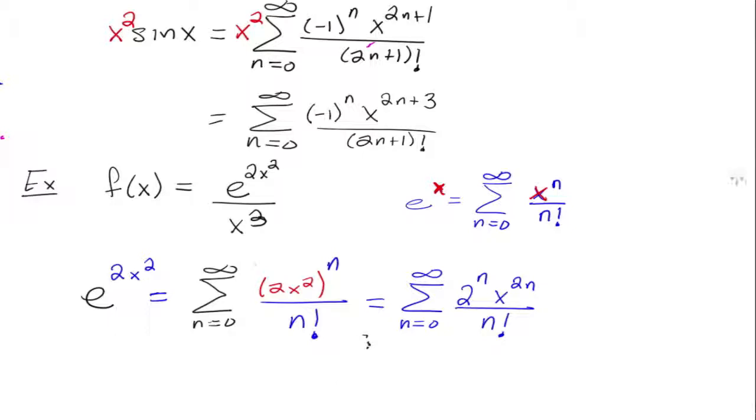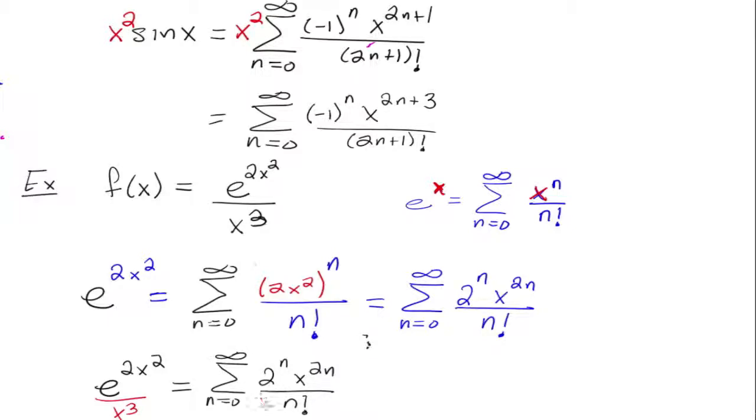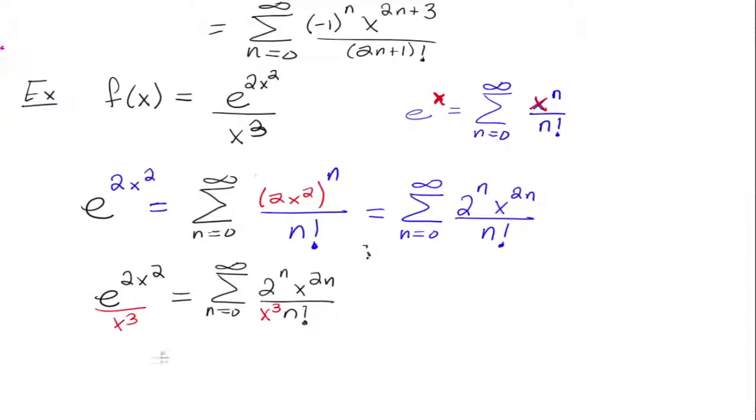Okay, and then after that, now I want to divide by x cubed, right? So I have e to the 2x squared is equal to this series, 2 to the n, x to the 2n over n factorial. So I take that and I divide by x cubed. And so what does that give me?